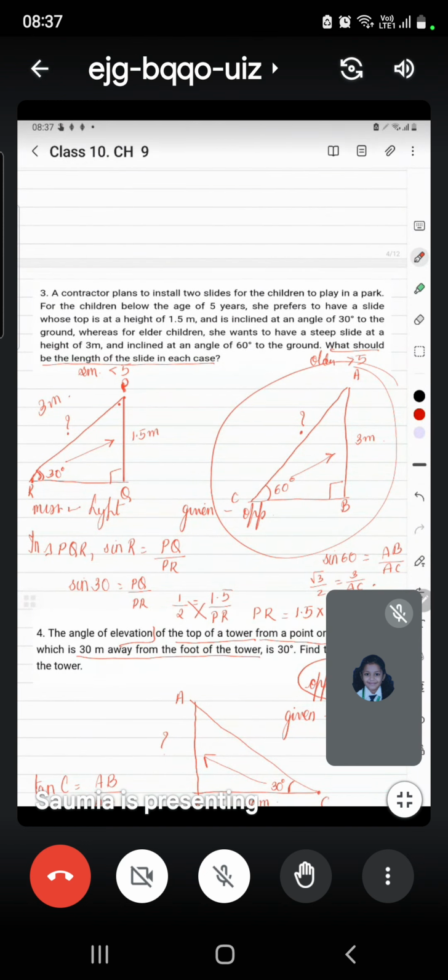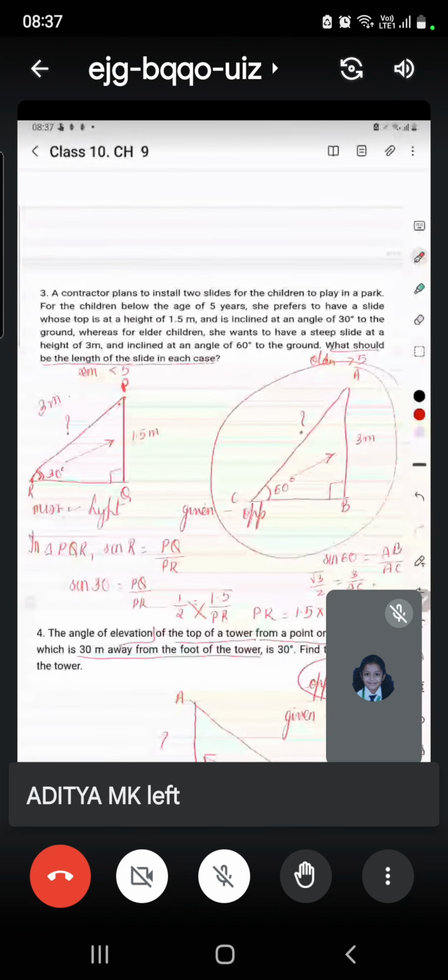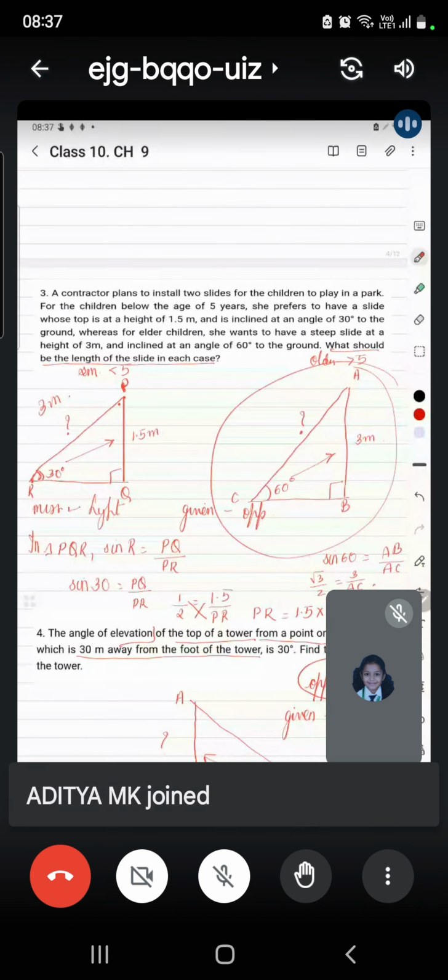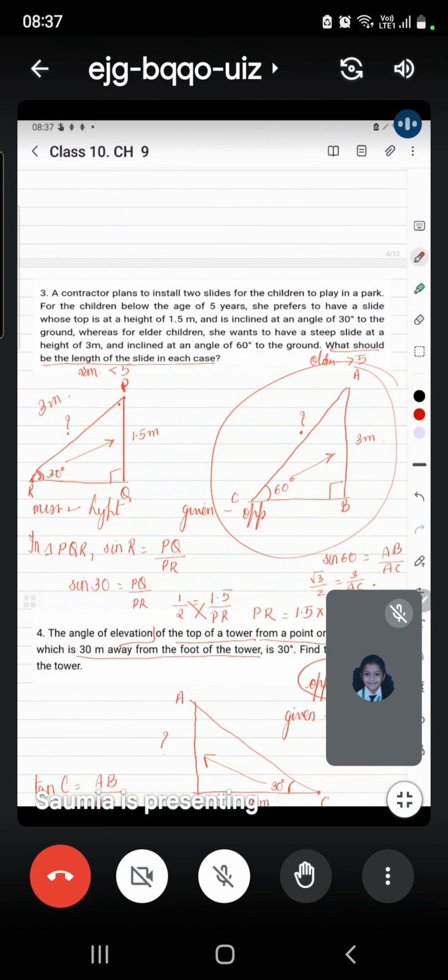Ma'am, in this question, do we need to put the value of root 3, which is 1.732? Not necessary. If it is given in the question, you put. And if it's a higher order question, more than 3 marks, then put it. It is unlikely to come as a 2 mark question because there are 2 cases. So this will be a 3 mark question. So here you can put. Okay, ma'am.